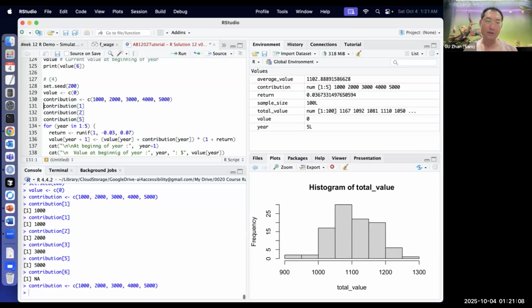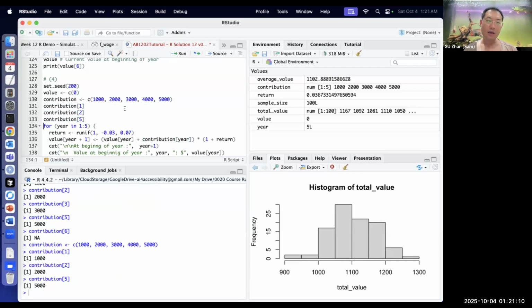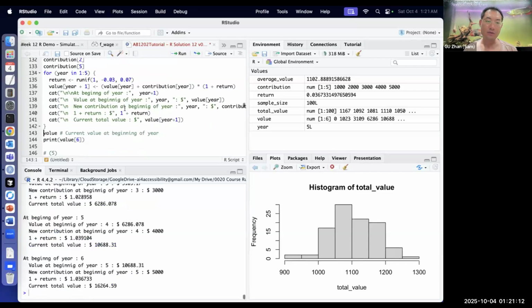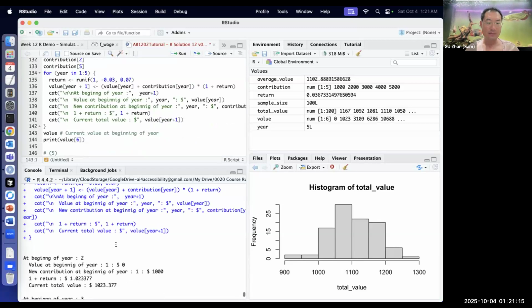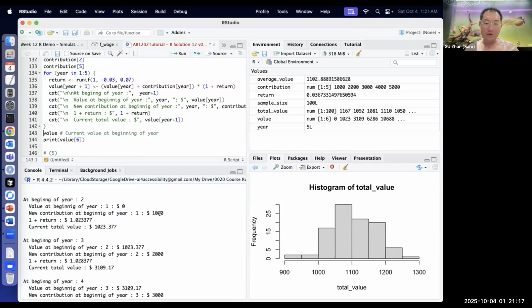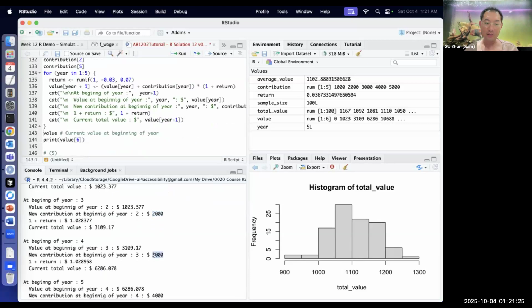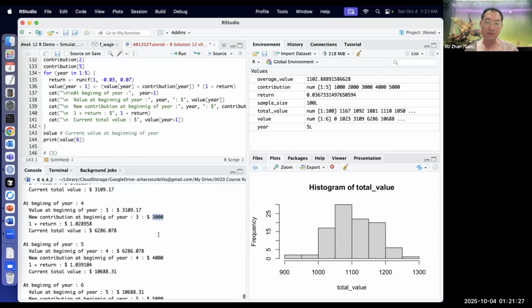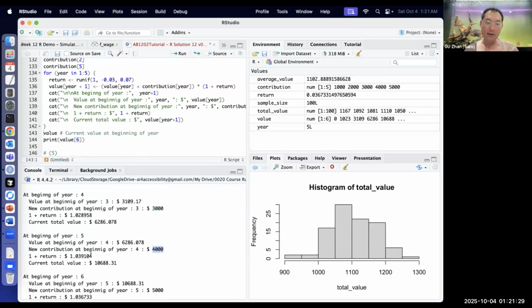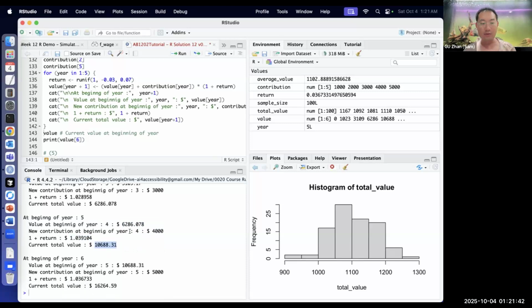Okay, so contribution. Then after that, for year in 1 to 5, again, you are seeing these, right? At the beginning of year 1, you invest 1,000. At the beginning of year 2, you invest an additional 2,000. Beginning of year 3, you invest 3,000. So every year you actually invest more. By the beginning of next year, you use 4,000 plus 6,000, then times this percentage, then you will get these. So we can do a quick verification.